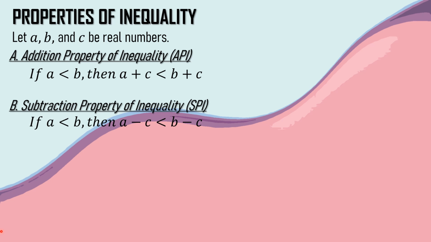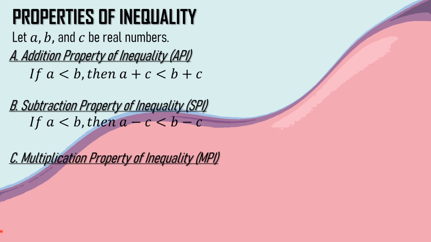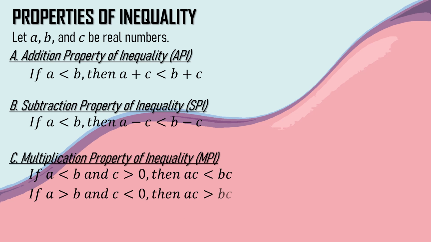Next, subtraction of inequality or subtraction property of inequality or SPI. If A is less than B, then A minus C is less than B minus C. Next is the multiplication property of inequality or MPI. Multiply, so that is if A is less than B and C is greater than 0, then A times C is less than B times C. Kapag tayo ay gumagamit ng less than symbol, kailangan ang value ng C ay greater than 0 para hindi maging 0 ang product ng dalawa. If A is greater than B and C is less than 0, then A times C is greater than B times C.